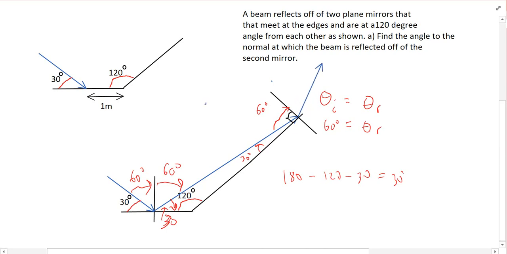So the angle of incidence on the second mirror is 60, then the angle of reflection off of the second mirror is also 60. All right, we're done.